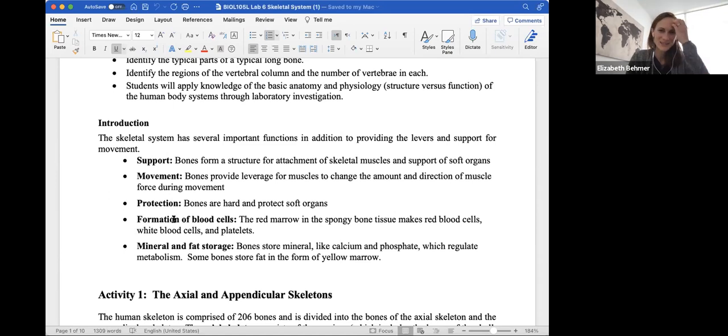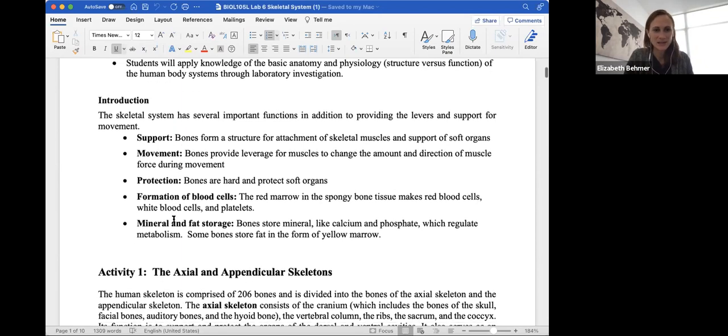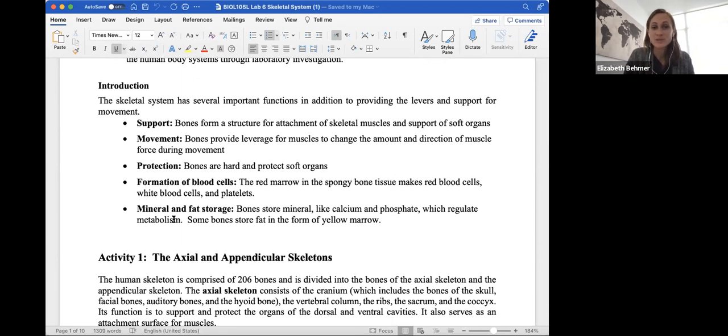So some of you guys did this in your lecture. So hopefully this will be a review or just building on that. Your skeletal system forms your blood cells: red blood cells, white blood cells, and platelets. And then your bones also help with mineral and fat storage.